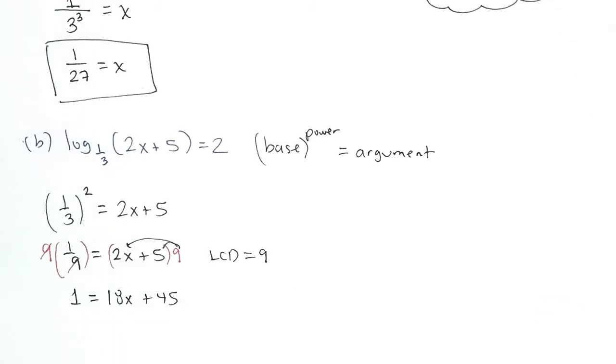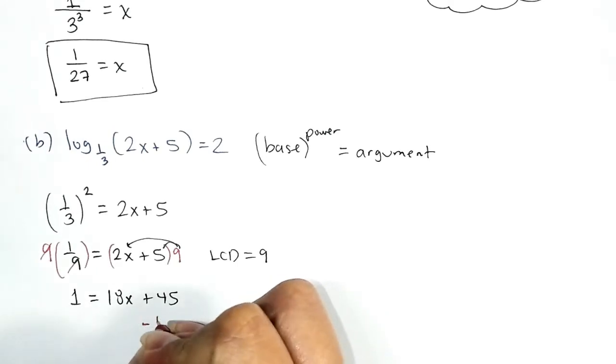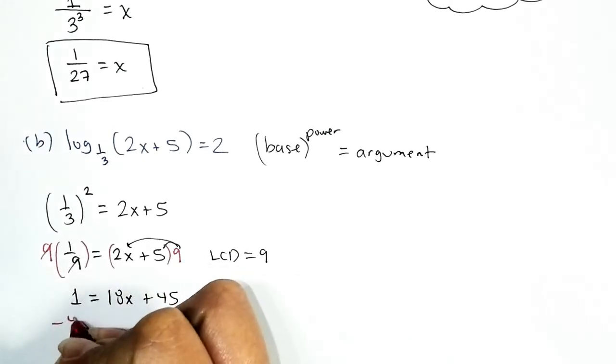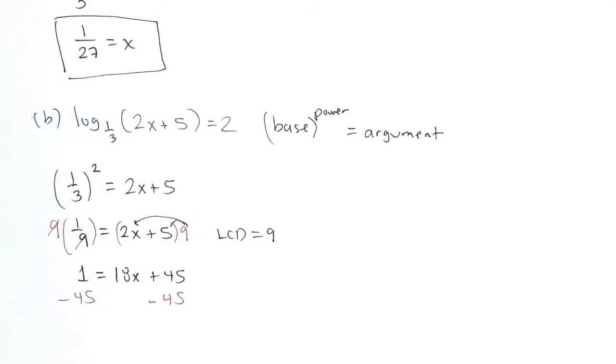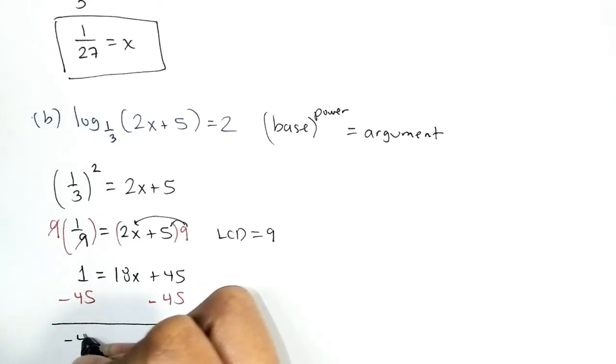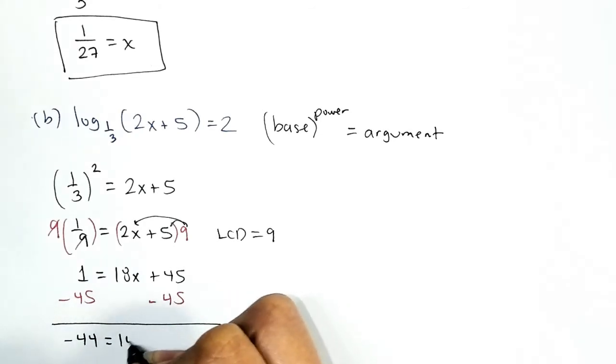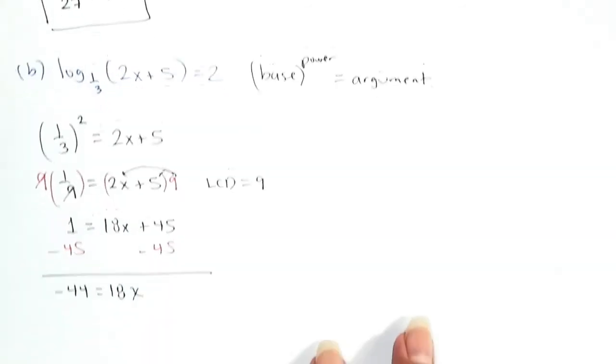So let's go ahead, old school it. Variables on one side, non-variables on the other. If I can read your mind, let's go ahead, subtract 45 from both sides. Why? Because to undo an addition, we're going to go ahead and subtract. Okay, so we take our time, and after we subtract 45 from both sides, that will leave us with -44 is equal to 18x. Fantastic.